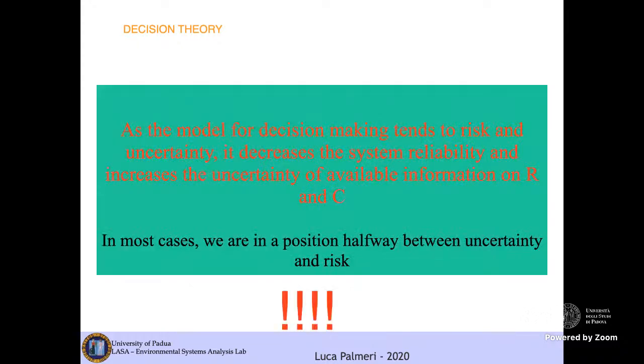As the model for decision making tends to risk and uncertainty, it decreases the system reliability and increases the uncertainty of available information on the relationships and consequences of your decision. In most cases, we are in a position halfway between uncertainty and risk. This means that we are seldom in certainty condition.